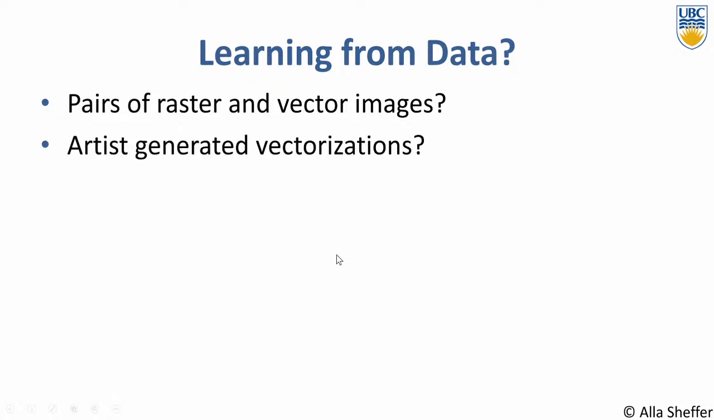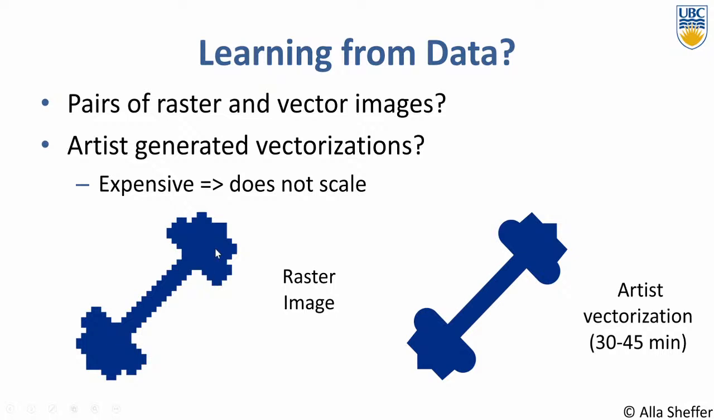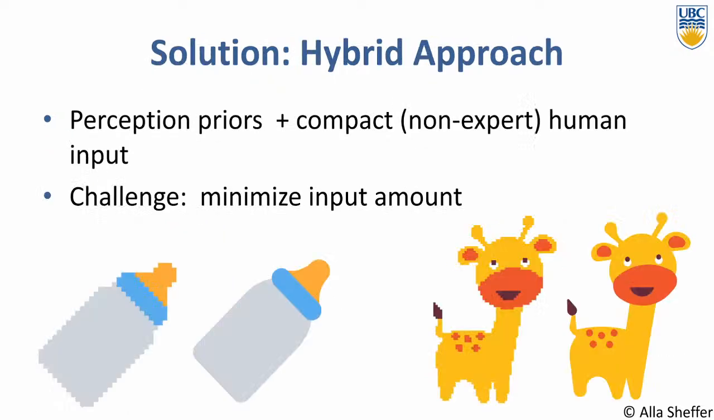An alternative, well, how about we have artist-generated vectorizations? We could do that. Here is a raster. Here's an artist-generated vector. It took the artist about 45 minutes on this particular input. If I want 1,000 inputs, well, 1,000 hours is not in the budget of most of us. So how do we go about it?